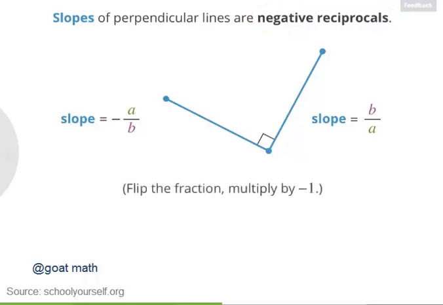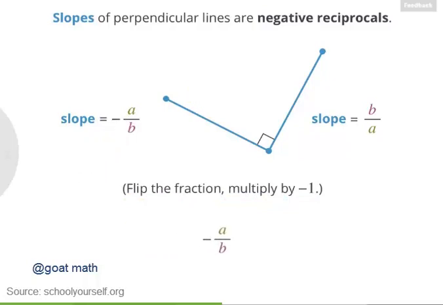In other words, if you know one of the slopes, you can find the other by finding its reciprocal, meaning flip the fraction over, and then multiplying by negative 1. Let's make sure that works. Starting with the slope of this line, b over a, let's flip the fraction and then multiply by negative 1. So now we have negative a over b. So by flipping the fraction and multiplying by negative 1, we got the slope of this line.